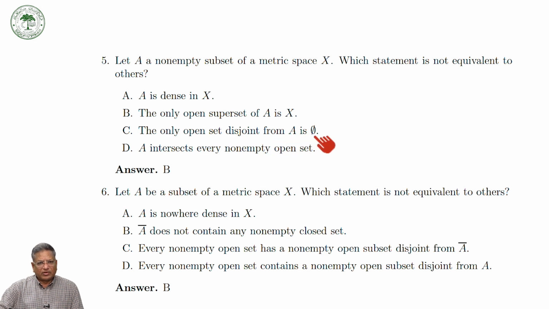The only open set disjoint from A is empty. This is correct. A intersects every non-empty open set. So this is correct. If A is dense, then this is correct, and this is equivalent to the earlier one, but B is not equivalent to A, C and D. So the answer is B.